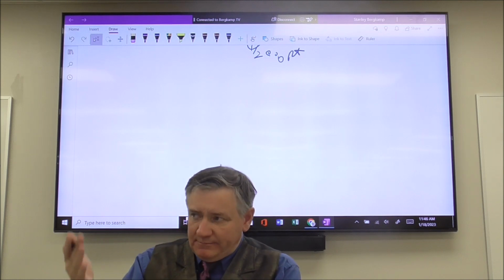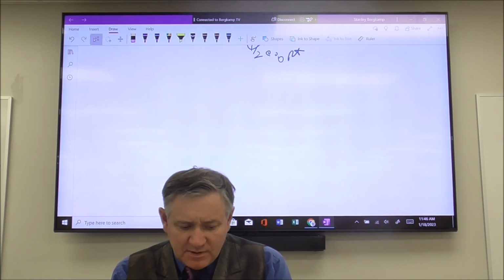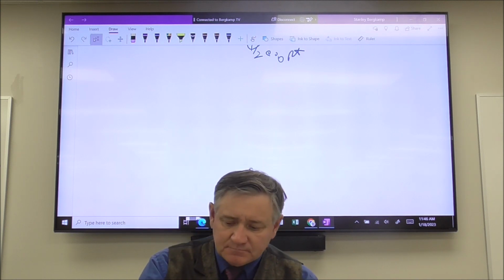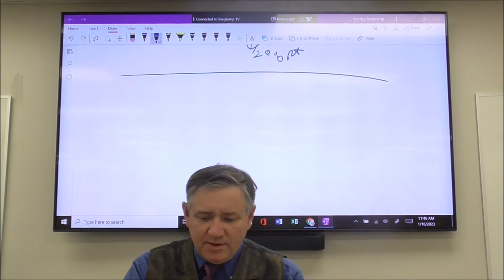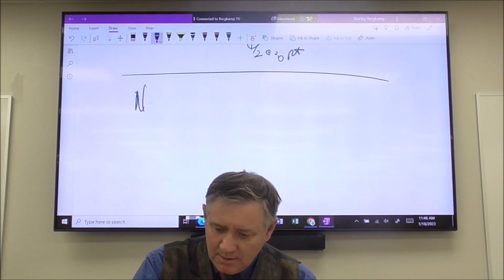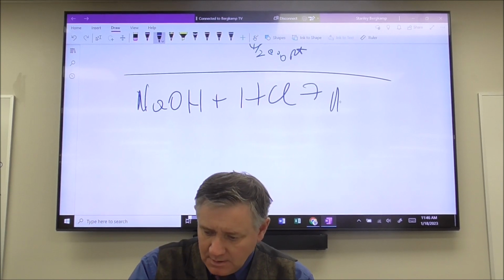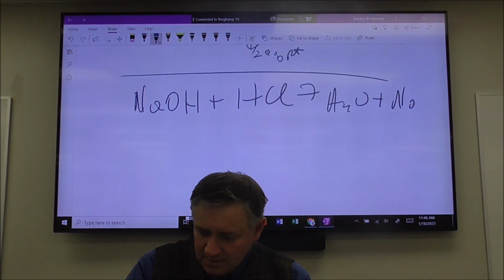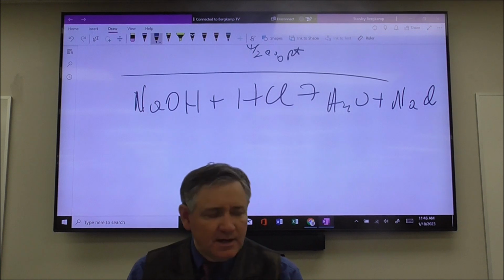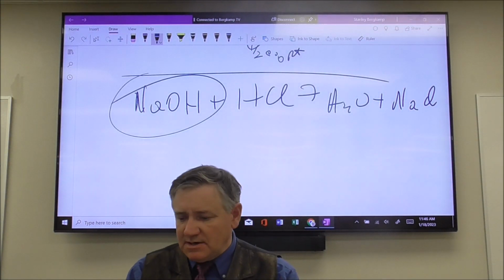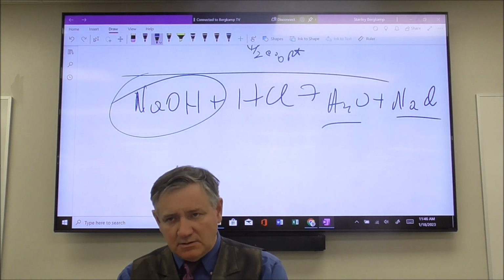The first one: write the neutralization reaction between sodium hydroxide and hydrochloric acid. If you want to do the Chem Jan version of this, you can just put NaOH plus HCl yielding water plus sodium chloride. Anytime you neutralize an acid with a sodium hydroxide, basically you get water and a salt.